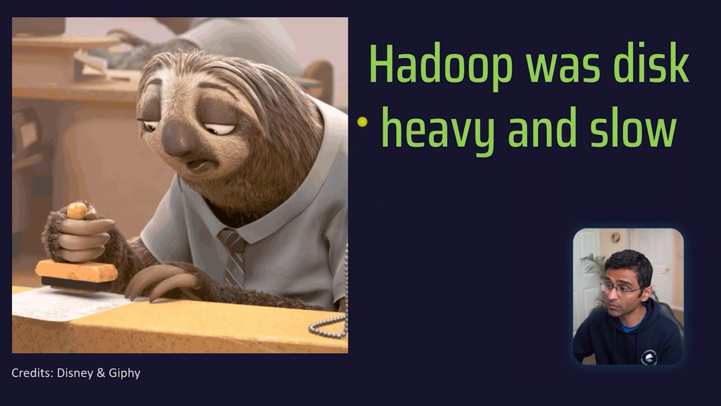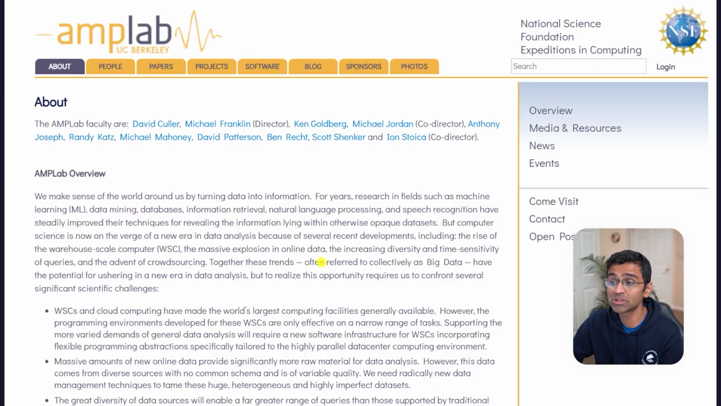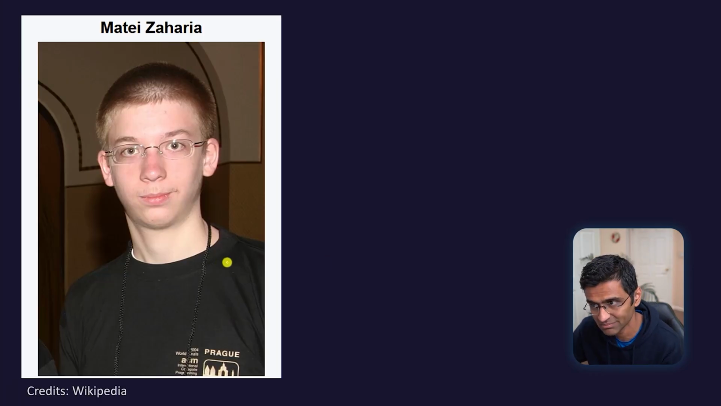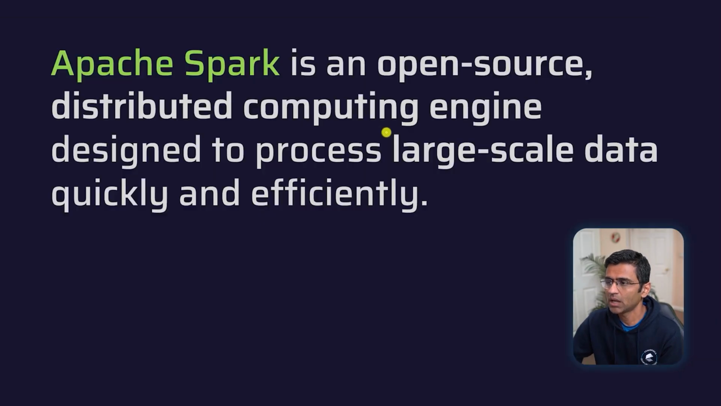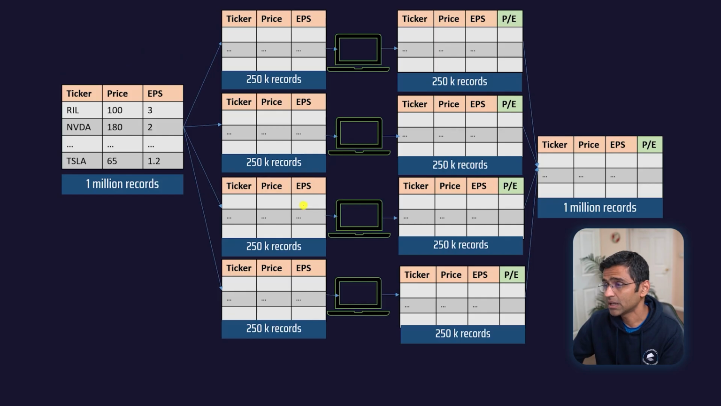So when Hadoop was going through all these problems at the UC Berkeley AMP Lab, this person, Matei Zaharia, along with other people working at UC Berkeley, invented Spark. So Spark is a unified engine for large scale data analytics. It is basically a compute engine, okay? It's an open source distributed compute engine designed to process large scale data quickly and efficiently. So it solved that problem with Hadoop. Hadoop was very disk heavy, and Spark does everything in memory. And due to that, it is very efficient.